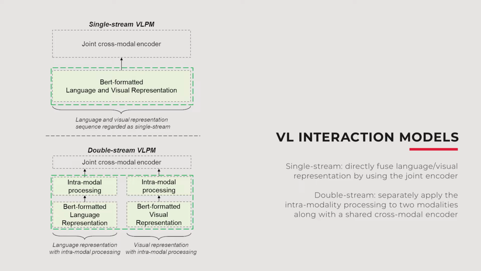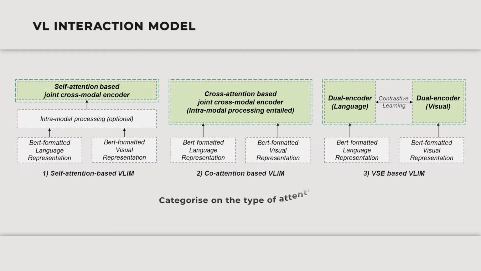There are two types of mainstream VLPM model structures. The first type is single-stream VLPM, which directly fuses the BERT-formatted language and visual representation by using the joint cross-modal encoder at the initial stage. The second type is double-stream VLPM, which separately applies intramodality processing to the two modalities along with a shared cross-modal encoder. Note that the way of classification is mainly based on the perspective of data stream and intramodality data handling before the cross-modal modeling. So, we propose three main categories of vision-language interaction modeling.